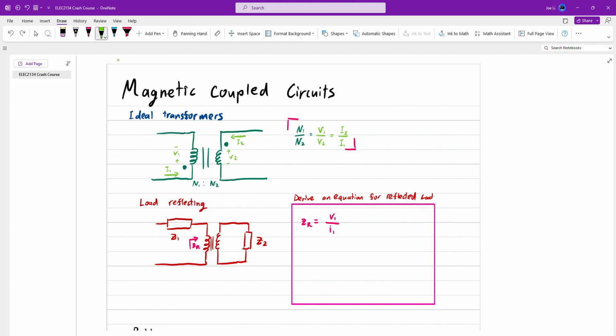Now using this equation over here, we can derive N1 divided by N2 multiplied by V2, whole thing divided by, from the equation above, you can express I1 in terms of I2, so the bottom is going to be N2 divided by N1 times I2. Now simplifying this, you will end up with Z2 divided by N2 on N1 squared.